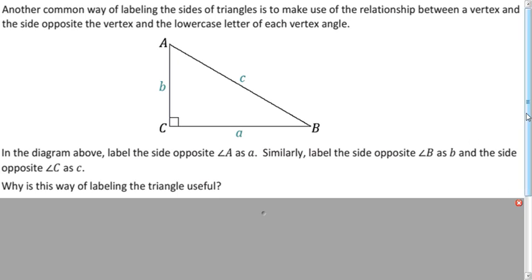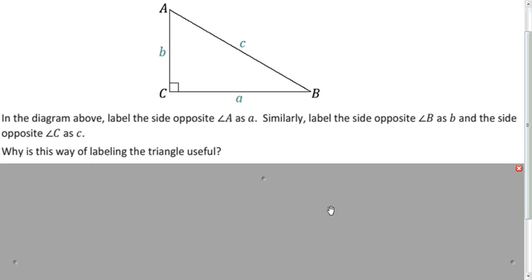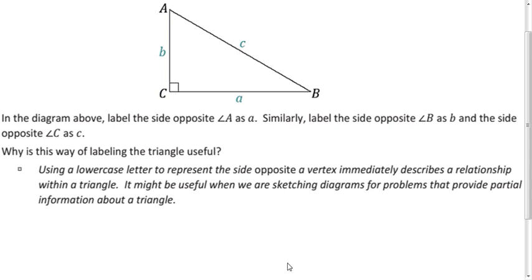And so why is this useful? Well, if you're just given the names of the sides, you can name all the angles and vice versa. So if you only have partial information, you can fill in the rest of it using this convention. So a little bit of vocab before we go any further.